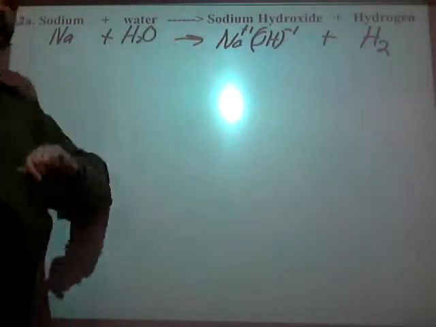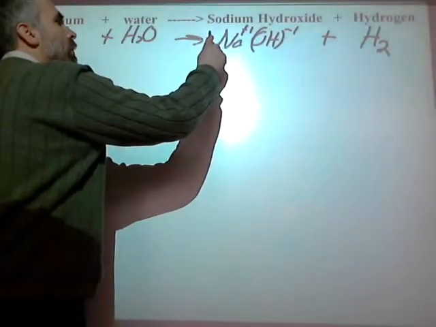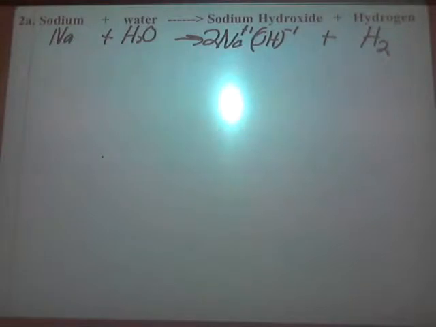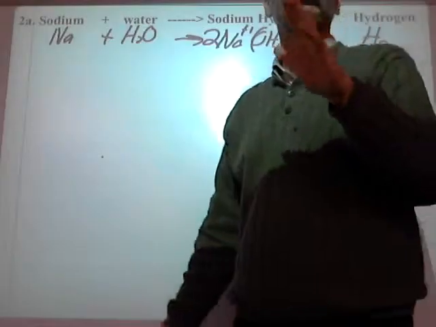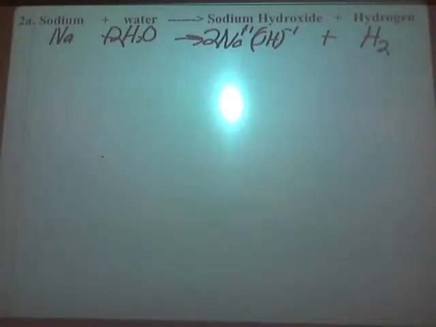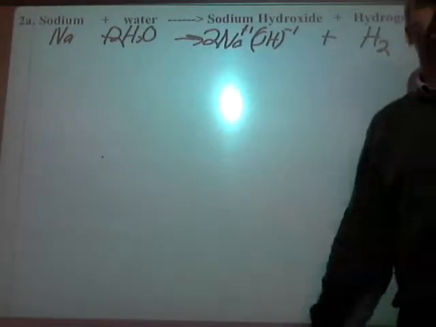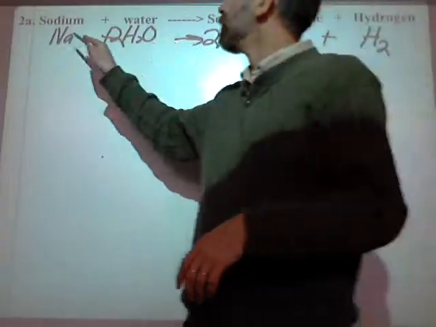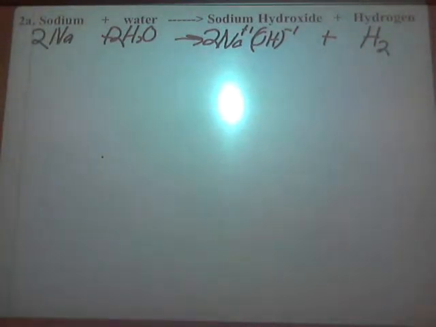What number will I put here, Anthony? 2. That will give me a total of how many H's on that side? 4. Now I can balance water. Now I can balance the H's with a 2 in front of that guy, right? But he messed other things up. He messed my sodiums up. And so what do I need over here? 2. All right. And if you write sodium water, you're getting no points. It has to be sodium hydroxide plus hydrogen. All right.